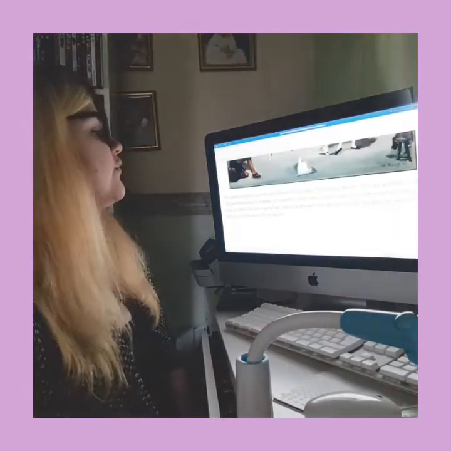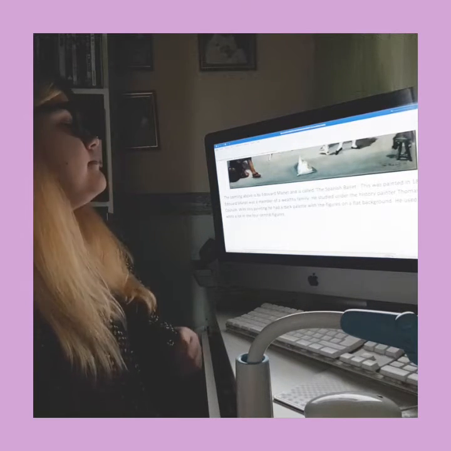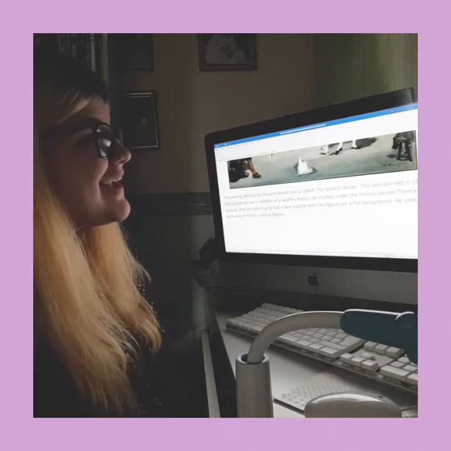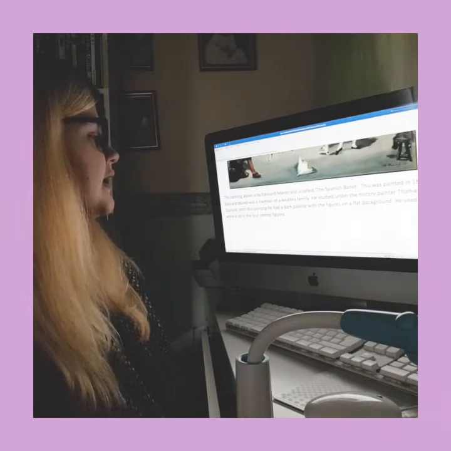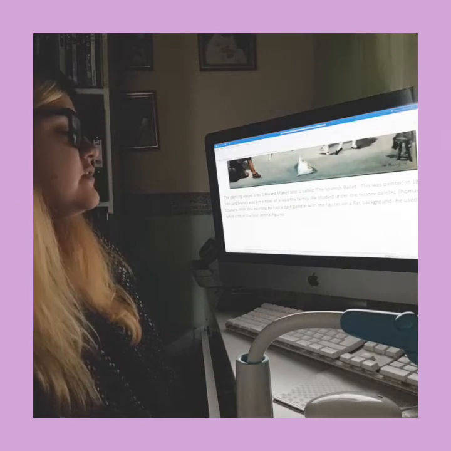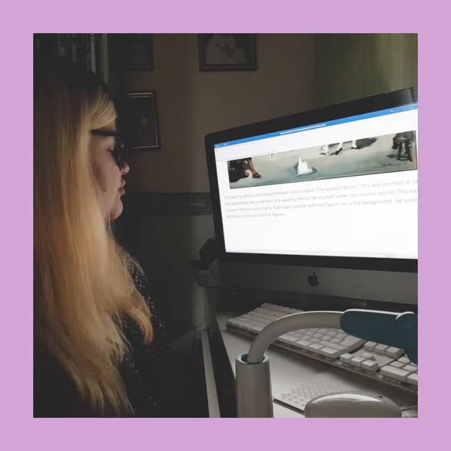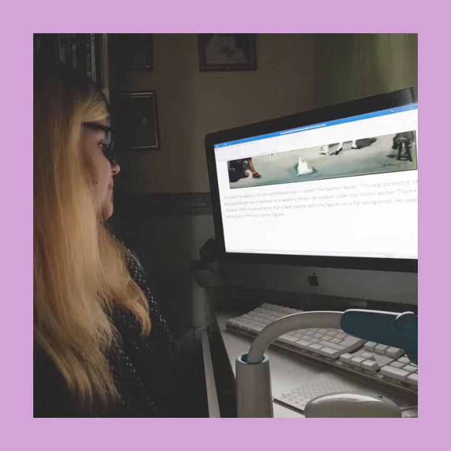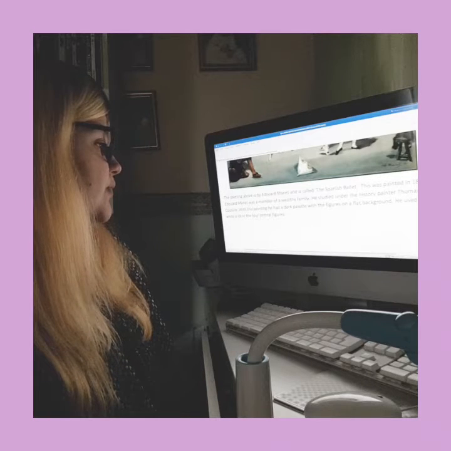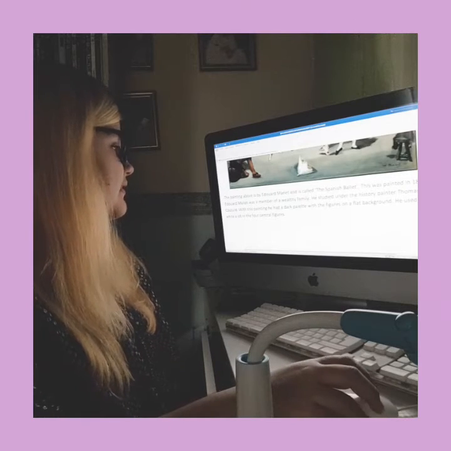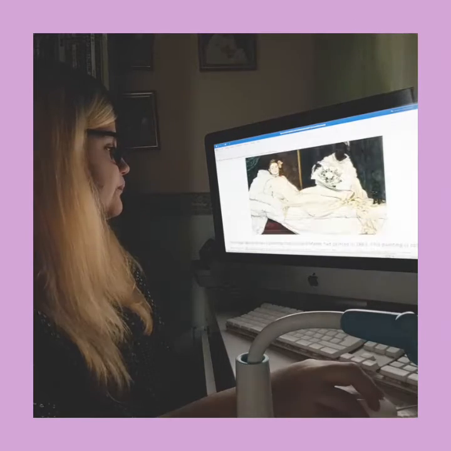The painting above is by Edouard Manet. This is called the Spanish Ballet. This was painted in 1862. Manet was a member of a wealthy family. He studied under the history painter Thomas Couture. With this painting, he had the dark palette with figures on the flat background. He used white a lot in the 4 central figures.